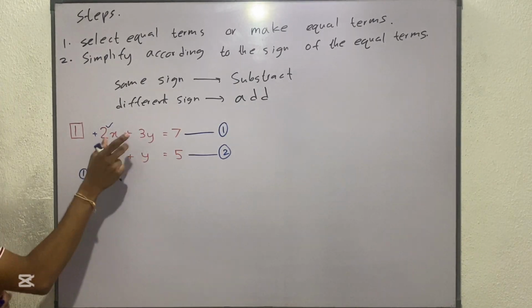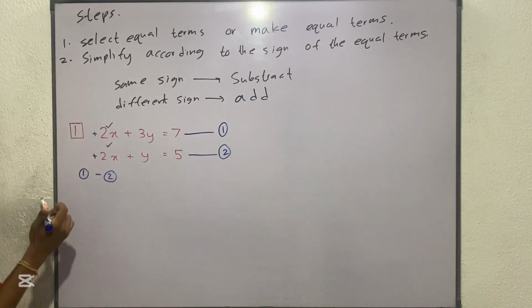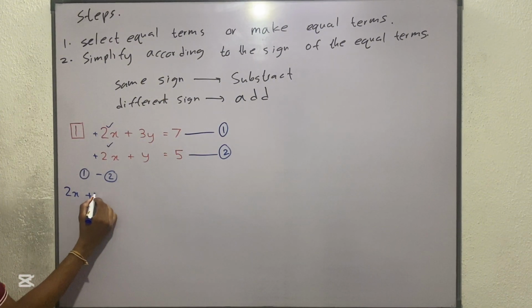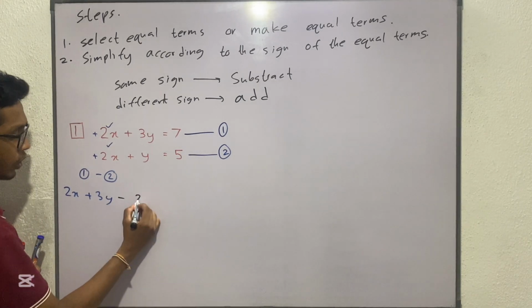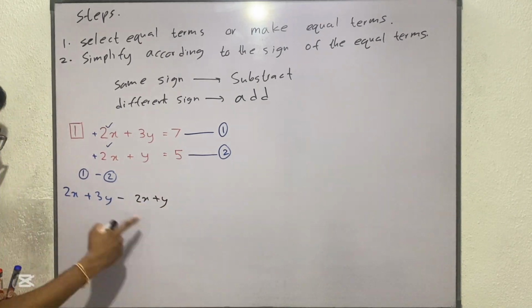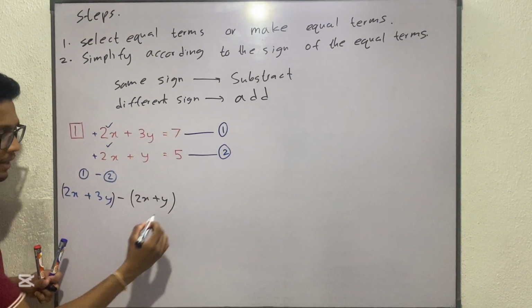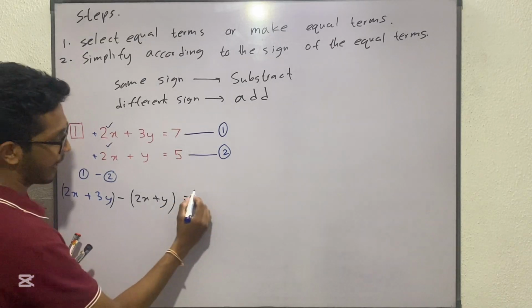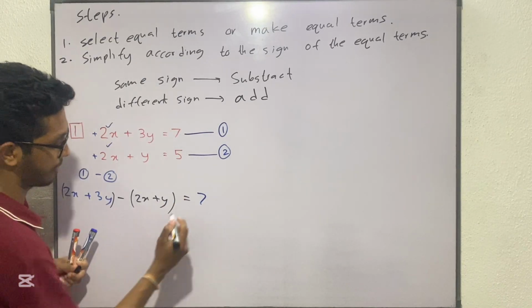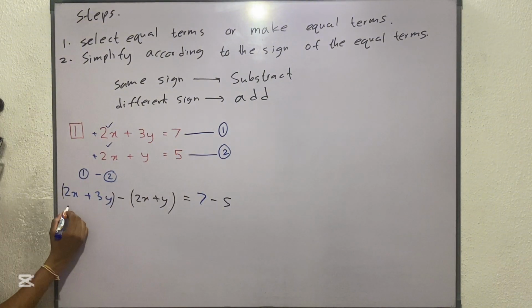Then I am going to subtract the left hand side of the second equation from the left hand side of the first one. 2x plus 3y minus 2x plus y. Always when subtracting, put a bracket. Addition also, it's better to put a bracket. But definitely when subtracting, you have to put a bracket. 7 minus 5.